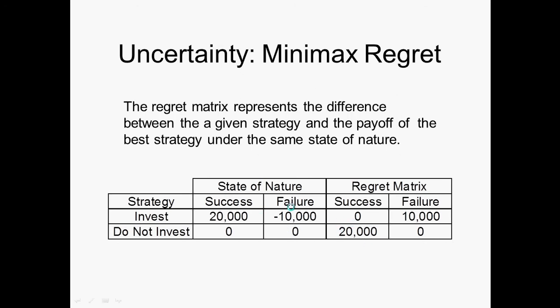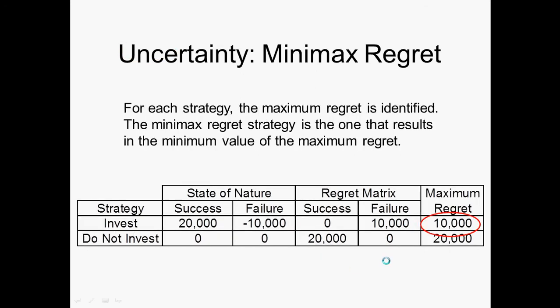In this case, if it's a failure, well, you could have avoided the loss of money, so 10,000 is a measure of your regret. So if you want to minimize the maximum possible regret, then you actually would want to invest in this case, because then the maximum regret you could suffer would be 10,000. Here you might suffer 20,000.